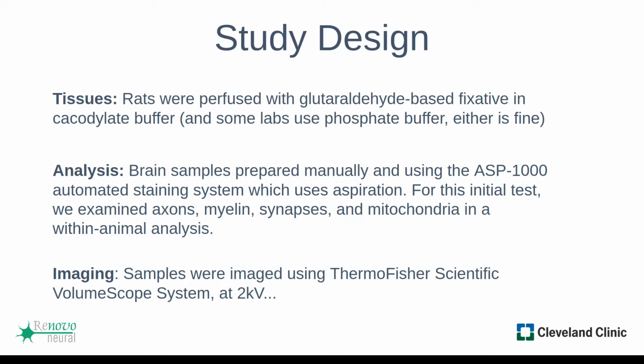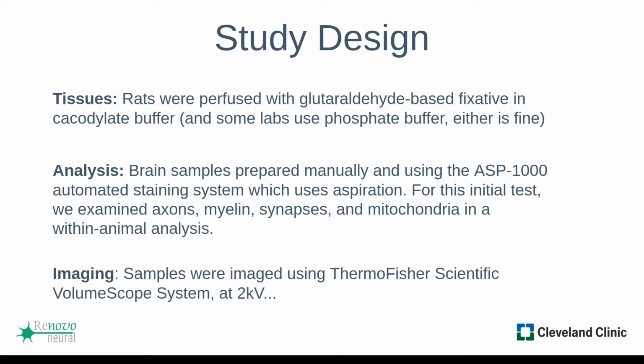We went on to analyze the cortex tissue in detail and examined axons, myelin, synapses, and mitochondria from both manually stained cortex tissue and cortex tissue stained with the ASP1000. We chose to look at these endpoints because those ultrastructural features are often used as study metrics in preclinical studies in many research projects, and you can see small changes within these if they would have occurred due to staining.